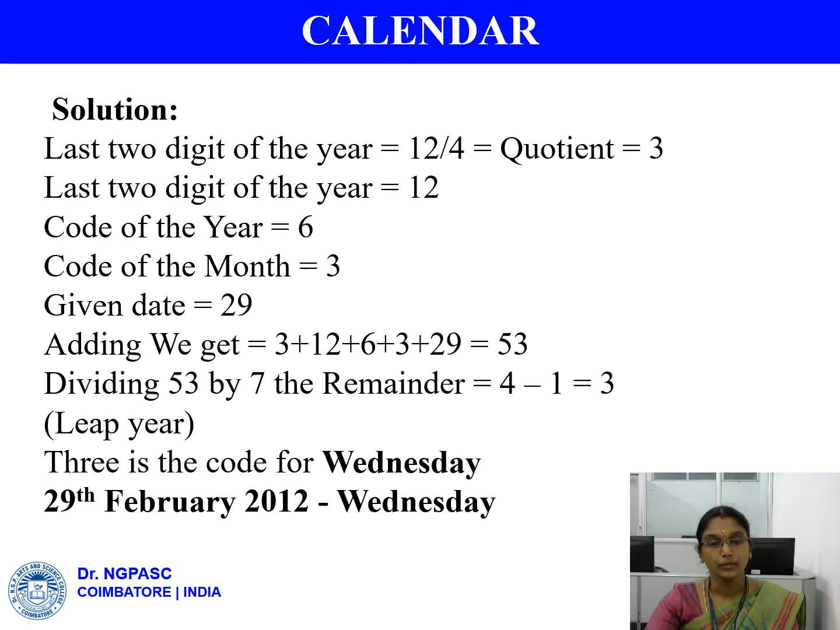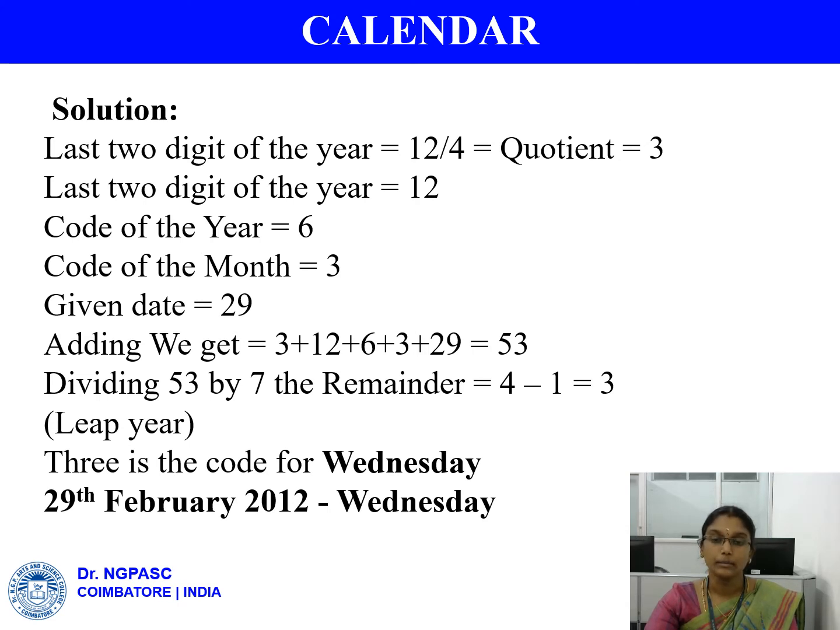So 29th February 2012. Last two digits of the year is 12, divided by 4. Quotient is 3. Again, last two digits of the year is 12. So code of the year is 6. We already saw in the previous slide. Code of the month is 3. Given date is 29. Adding all the values we get 53. So dividing 53 by 7, the remainder is 4.